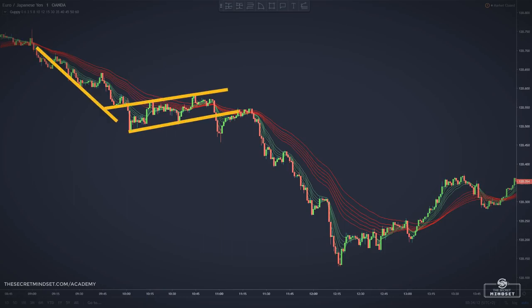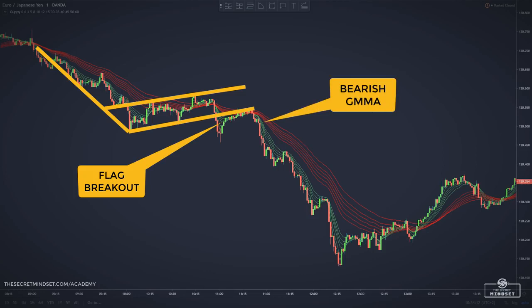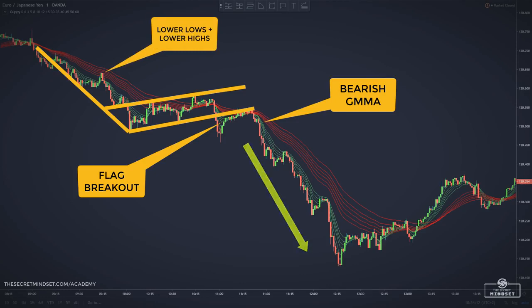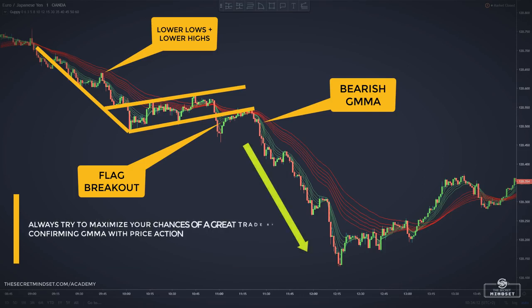Although a simple indicator, the GMMA can offer valuable insight to any momentum or swing trader. Guppy is a standalone trading strategy. However, I have found the greatest returns when combining Guppy with price action, because price action addresses periods of consolidation where Guppy tends to underperform. So always try to maximize your chances of a great trade by confirming your bias with other tools.